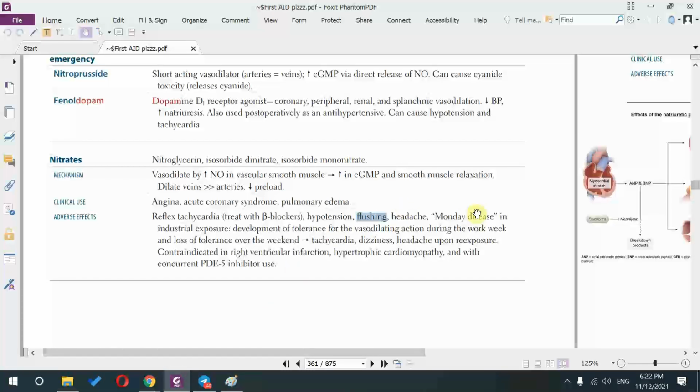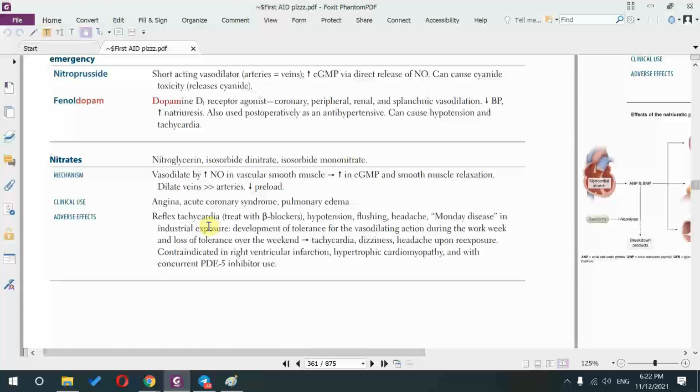So they write here the following. Monday disease. In industrial exposure, I told you, battery factory, ammunition factory, and the stuff that makes weapons. Development of tolerance for vasodilating action during the work week and loss of tolerance over the weekend. So it can lead to tachycardia, dizziness, headache upon re-exposure, which is on Monday, and there is a complete contraindication with nitrates. Guys, be really careful about this contraindication for real life.